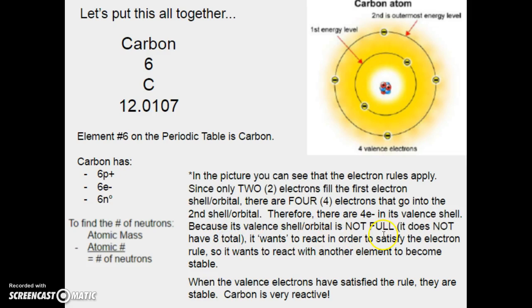It wants to react in order to satisfy the electron rule. So it wants to react with another element to become stable. When the valence electrons have satisfied the rule, they are considered stable. Carbon, because it has 4 and it wants to have 8, is very reactive. Carbon is a very good building block for reacting on Earth.